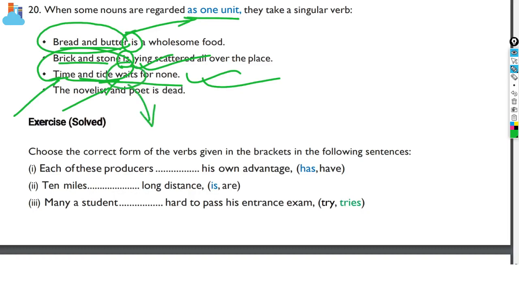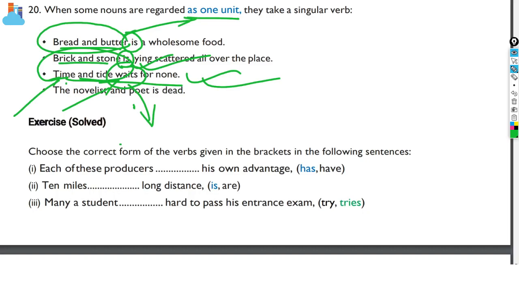Therefore, this is the present simple tense, and therefore waits is used, not wait, because this is regarded as singular. Time and tide waits for none or no man. The novelist and poet is dead.